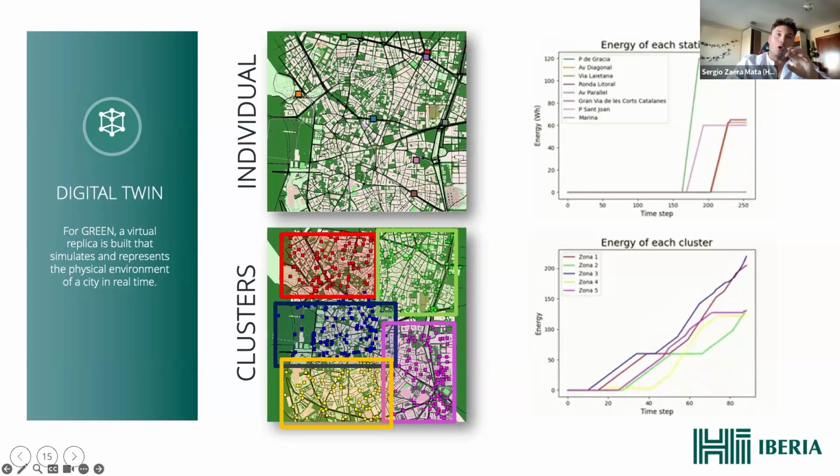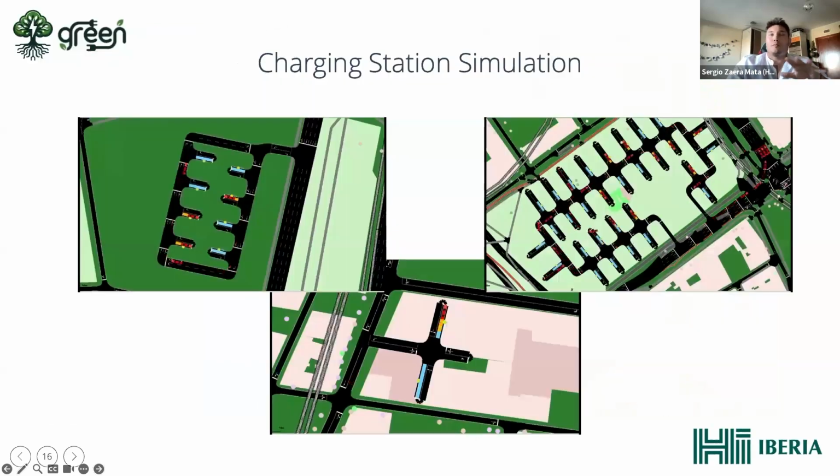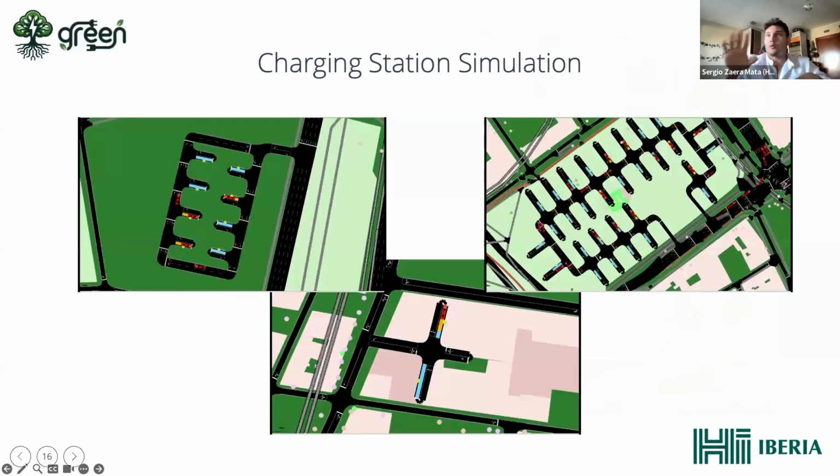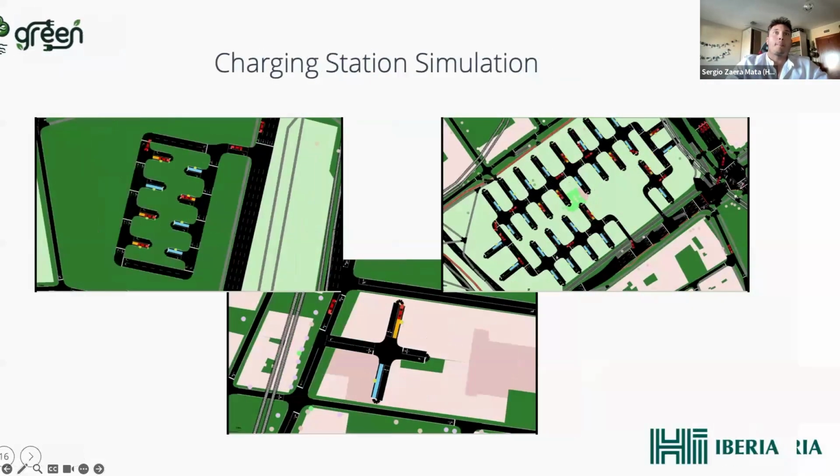In closer detail, because you cannot see here because it's really far, the reality is that what's happening is this: we have different charging stations, and the cars are moving and charging when they need. We have some algorithms running there, so it's as realistic as we can make it.